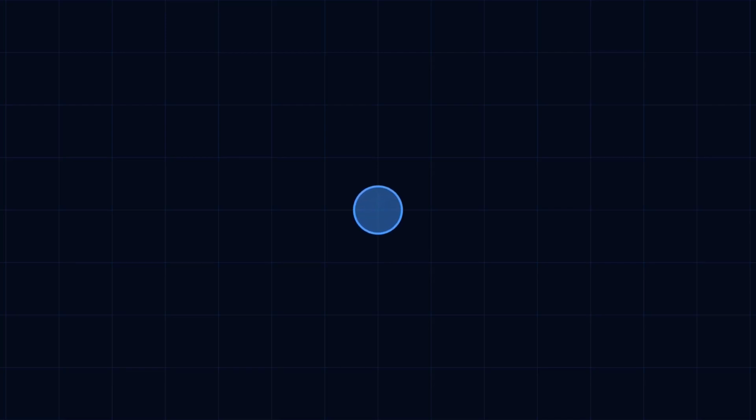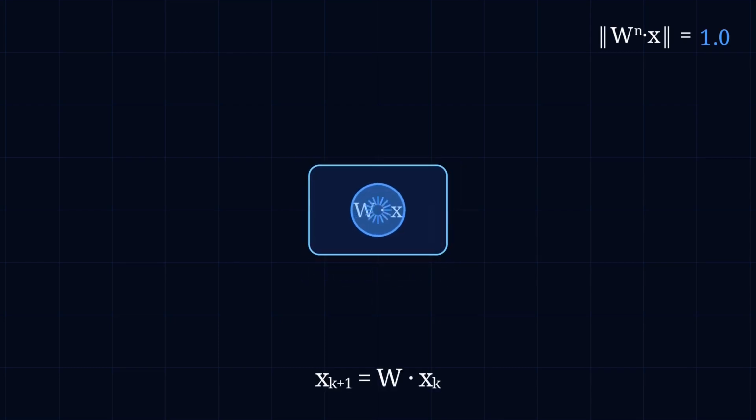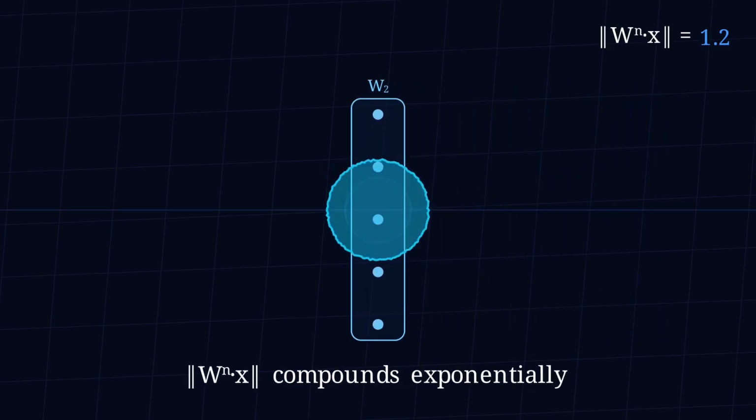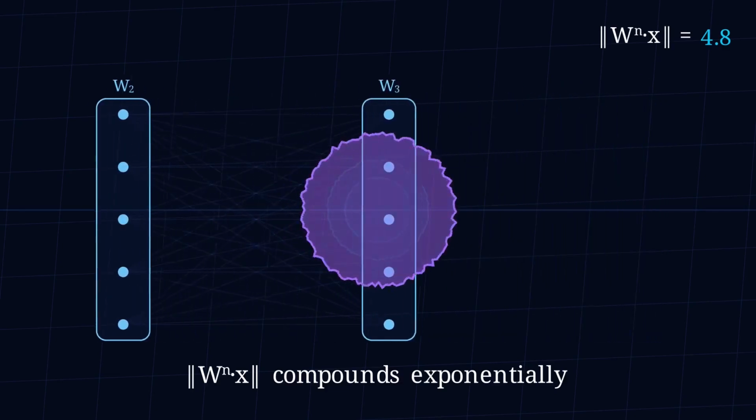A single input enters the network. At first, the signal is stable and easy to understand, but at every layer, the signal is multiplied by weights, causing its magnitude to grow larger and larger. Skip connections keep feeding this amplified signal forward again and again.